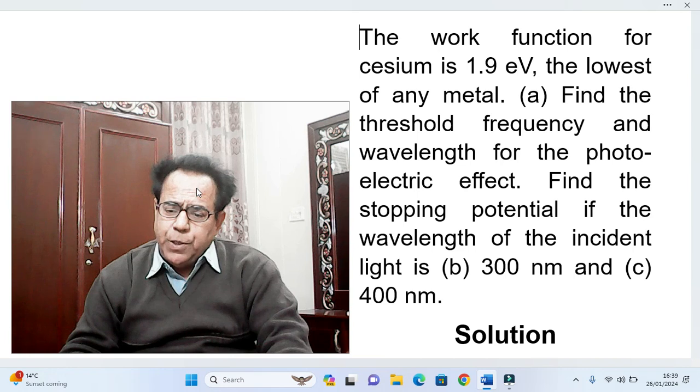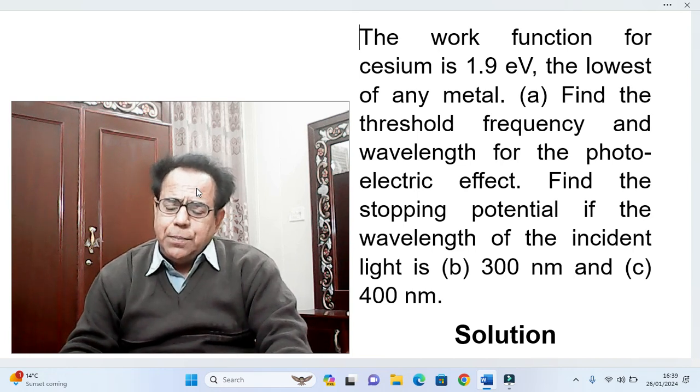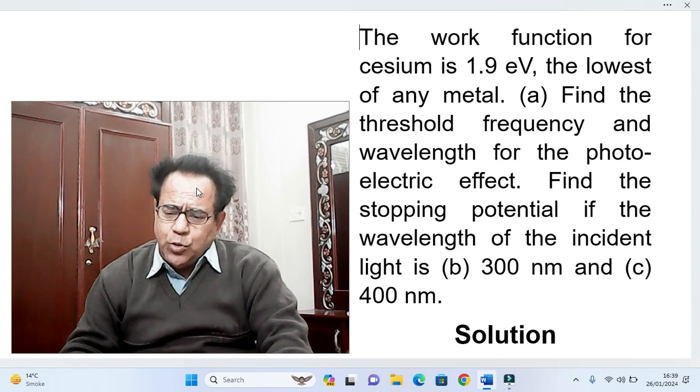Find the stopping potential if the wavelength of the incident light is, part B, 300 nanometer, nano standing for 10 raised to the power minus 9, and part C, 400 nanometer.